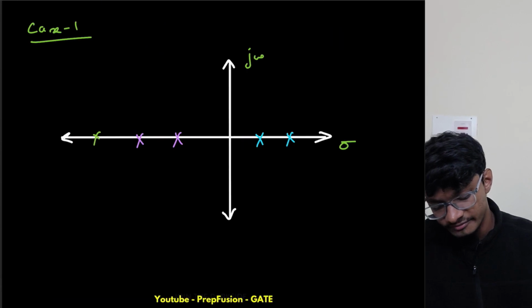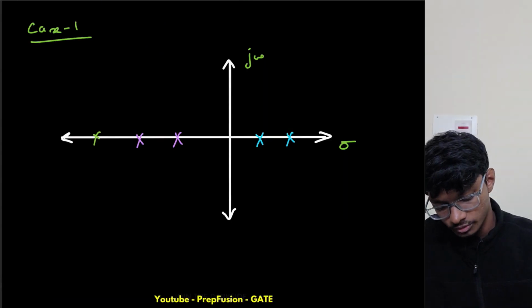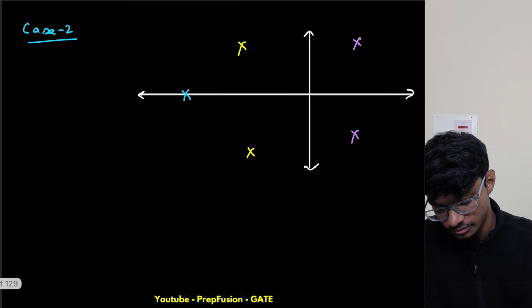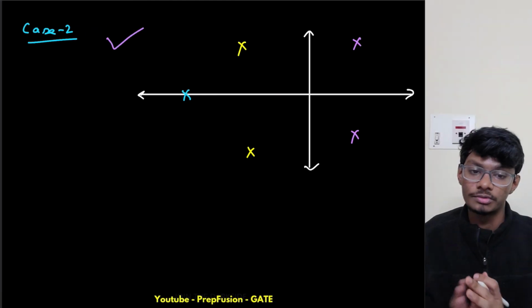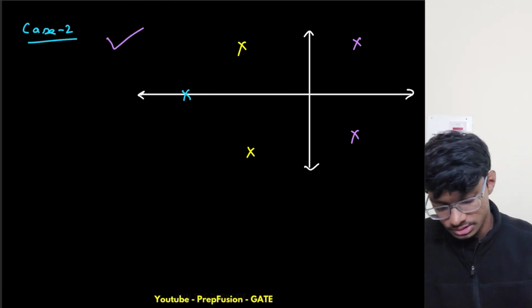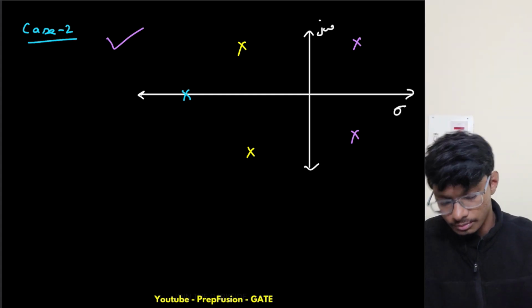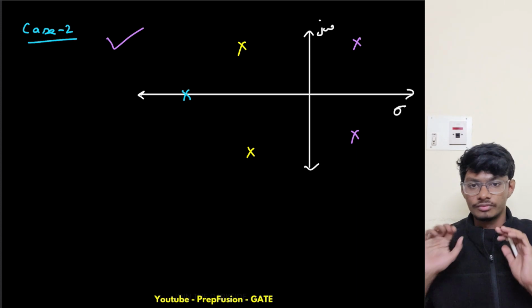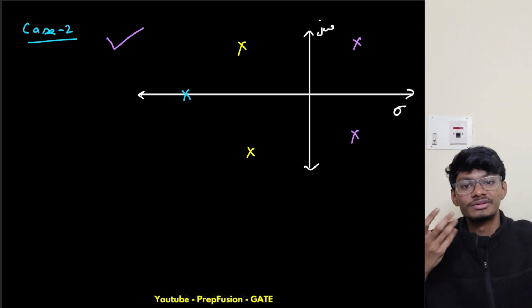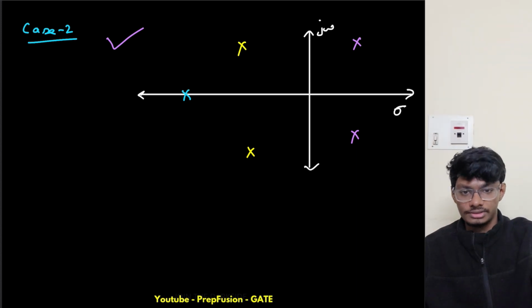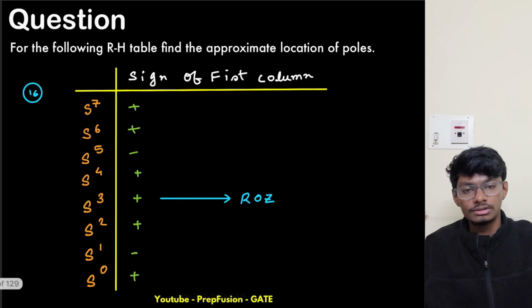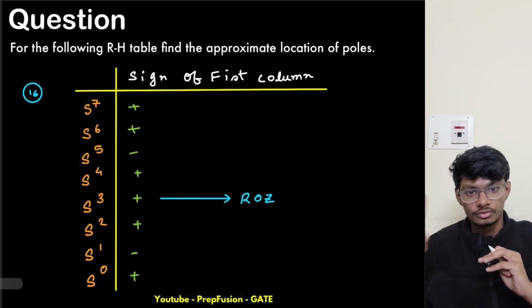So both of them are valid. This is also valid and this is also valid. So both of them are basically valid. So this is sigma j omega. So that's why I told you, basic approximate location of poles we can get from this. Obviously the exact one we can't get. We need equations for that. I mean, we need the characteristic equation for that.